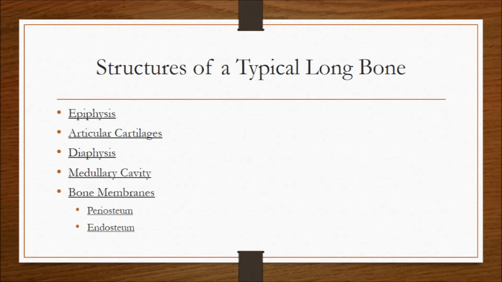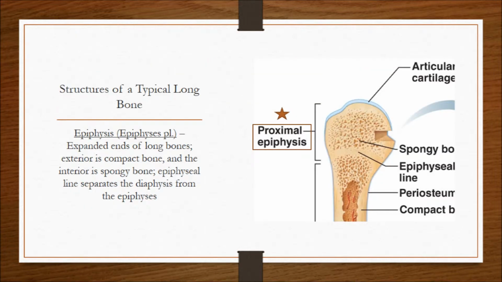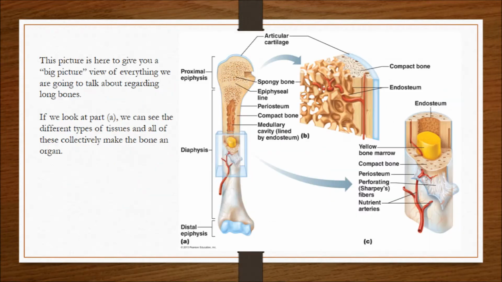So let's talk about the structure of a typical long bone, like your thigh bone or your femur. There are 5 different structures that I want you to know. The first one is the epiphysis. If you look at this picture, you can see that the epiphysis is the end of a long bone. Typically, it's wider than the shaft below it.